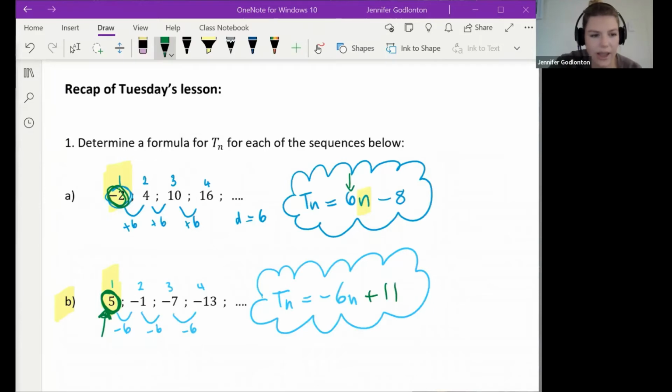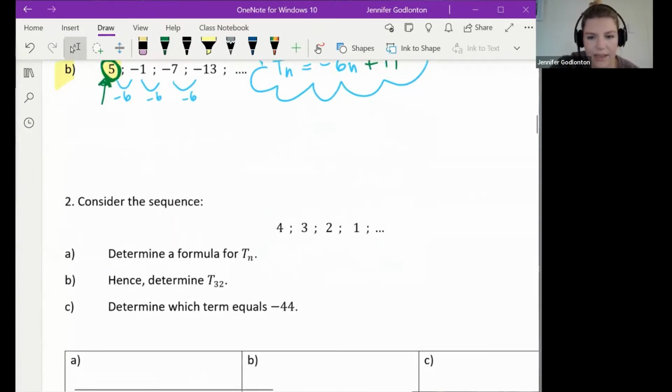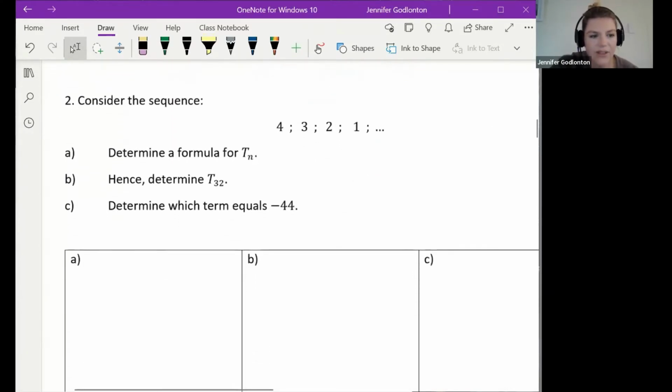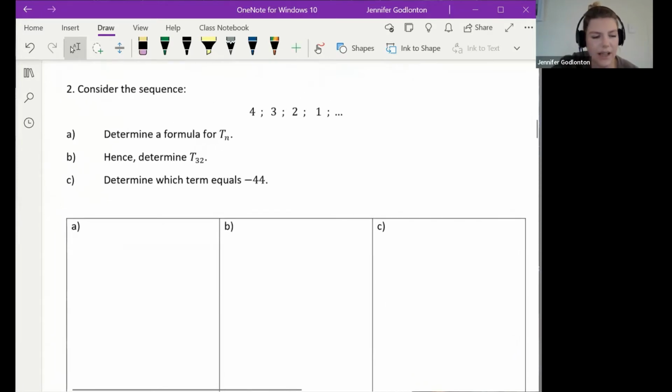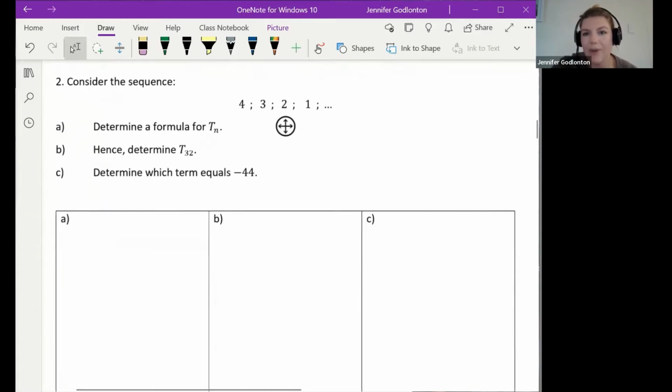Let's have a look at this one over here. This is where we ended off our lesson on Tuesday, but we had to rush through it a little bit towards the end because our lesson time was coming to an end. So it's about figuring out what our pattern is, so figuring out what TN is, then figuring out what a term would be, and then figuring out what a position would be.